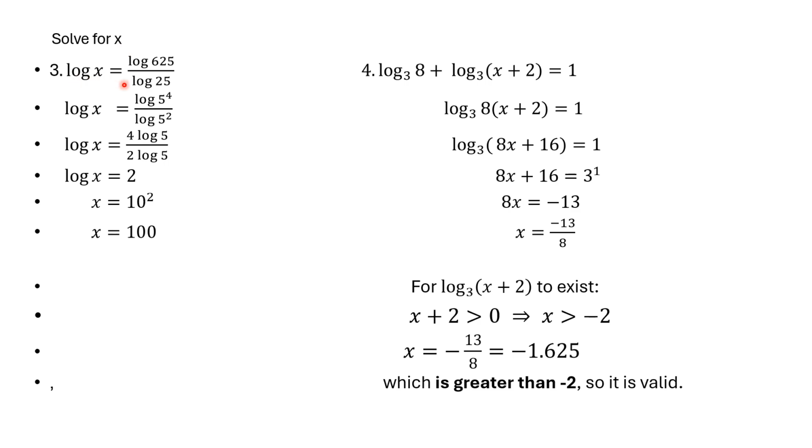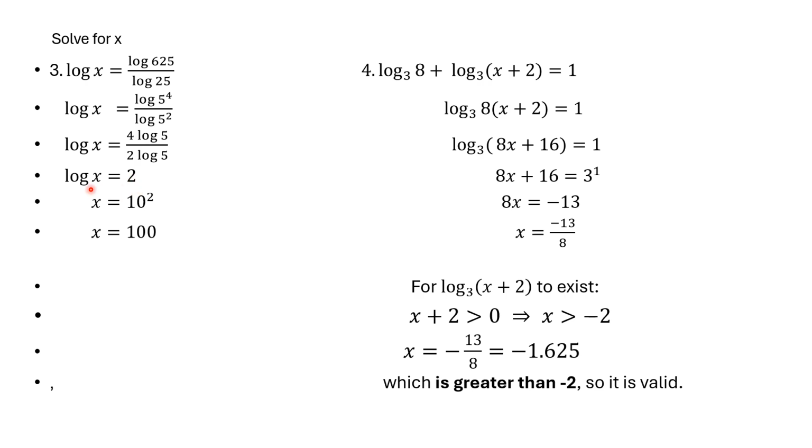3 log x equals log 625 divided by log 25. Right? So log x equals log 5 to the power 4, since 625 is 5 times 5 times 5 times 5, and 25 is 5 squared. Right, if I take 4 to the front of log, it becomes 4 log 5, and that becomes 2 log 5. Log 5 and log 5 cancel, so I have 4 divided by 2. 4 divided by 2 then becomes 2, so log x equals 2.